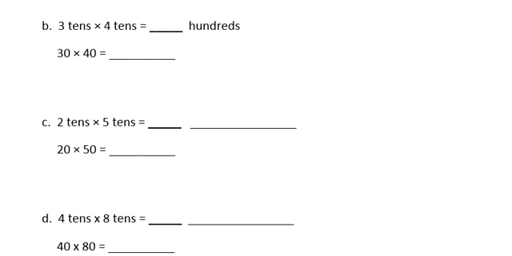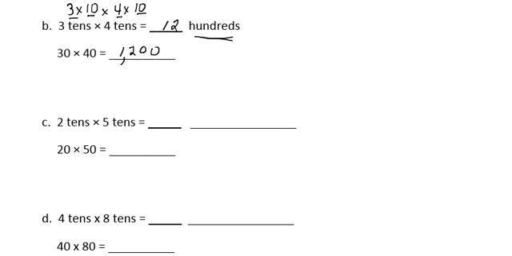Let's look at a couple of more examples. Here I have 3 tens times 4 tens. Again, if we think of this as 3 times 10 times 4 times 10, we can see why we end up with hundreds. I can take my 10 times my 10 to give 100. Then I take 3 times 4 to get 12. So my final answer is 12 hundreds, which is the same thing as 1,200.